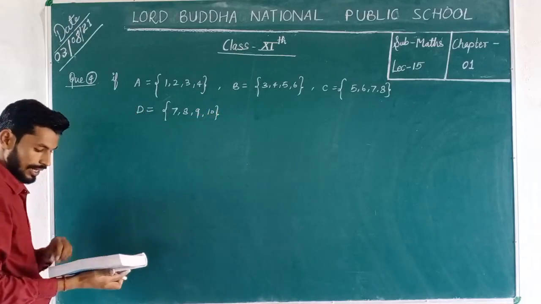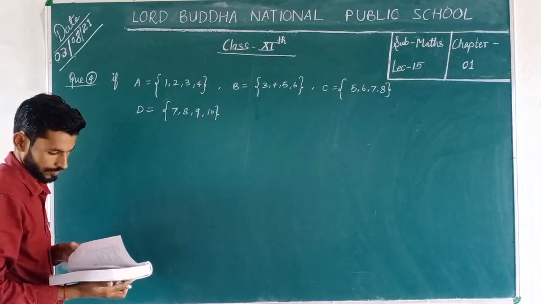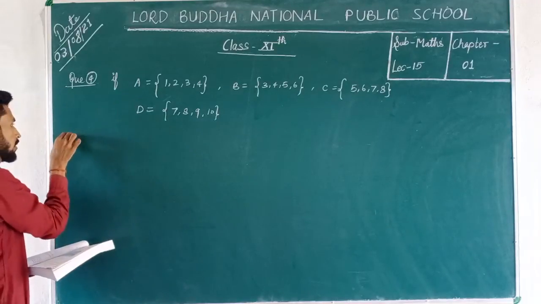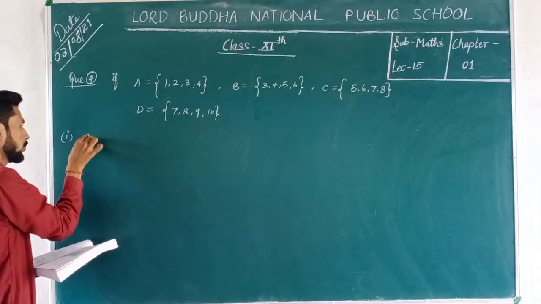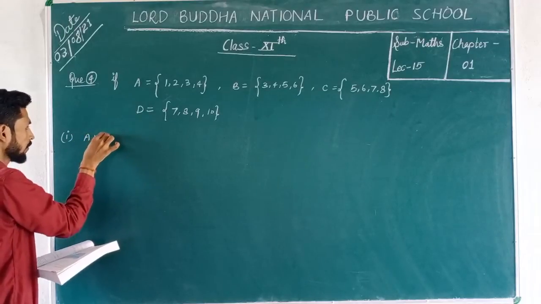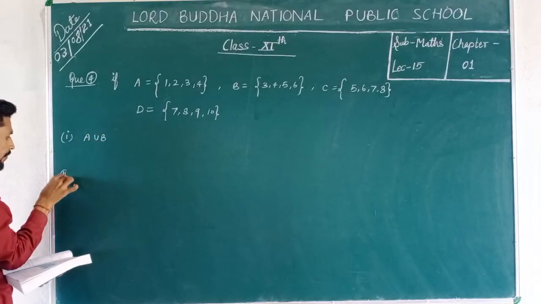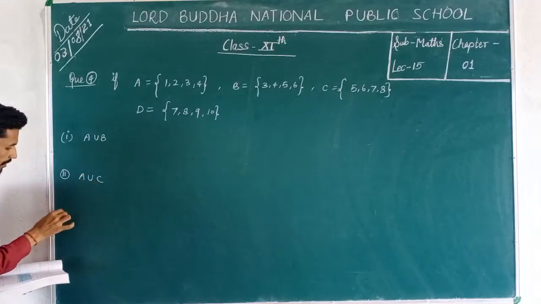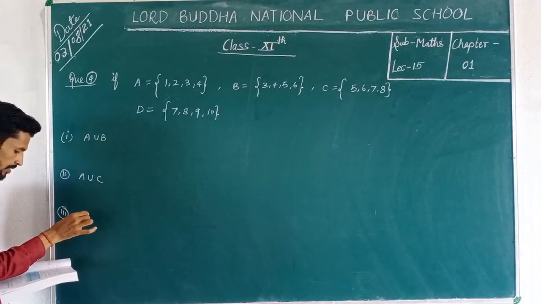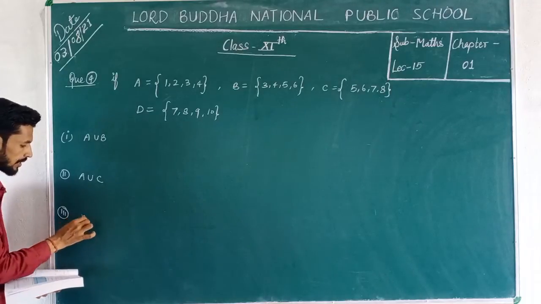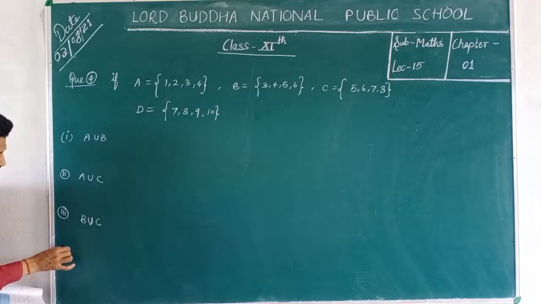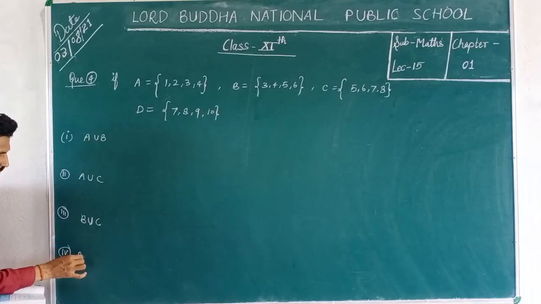So the question asks us to find these values: first A union B, second A union C, third B union C, and fourth B union D.